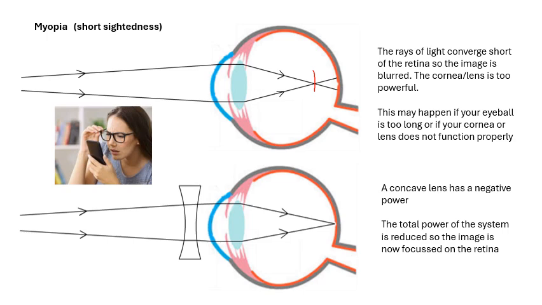Be able to sketch these diagrams. I imagine you'll be given the diagram of the eye, and you'll have to do the rays of light and talk about how the concave lens does its job. And that's short-sightedness.